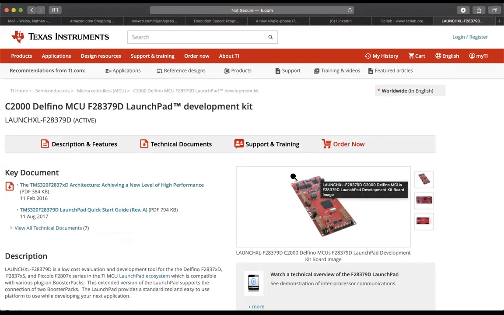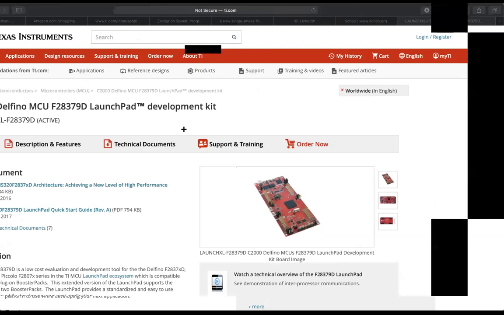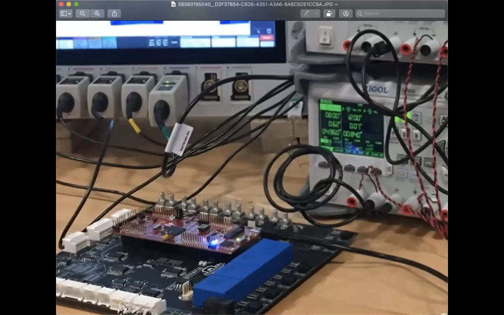To answer the second part, in terms of evaluation board, I think I have a photo of that. Let me share this with you. Okay, here's one of our popular setups. Hopefully you can see this screen, but I'm going to zoom in on one specific area.